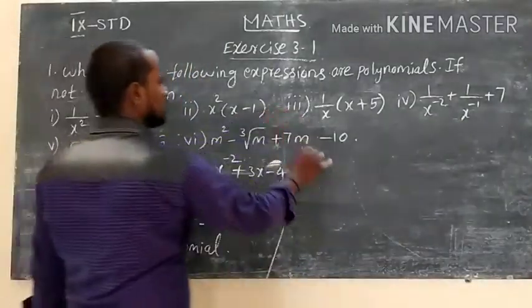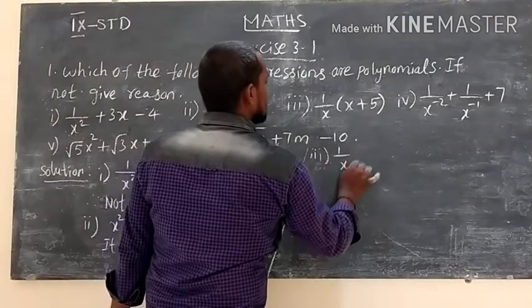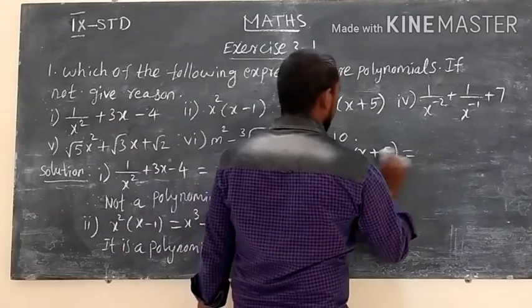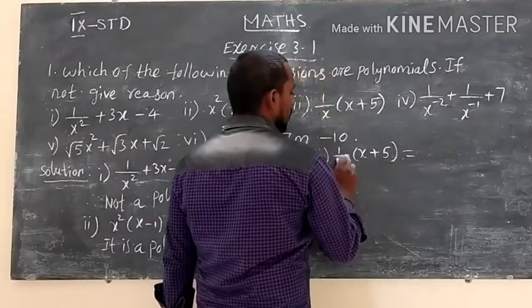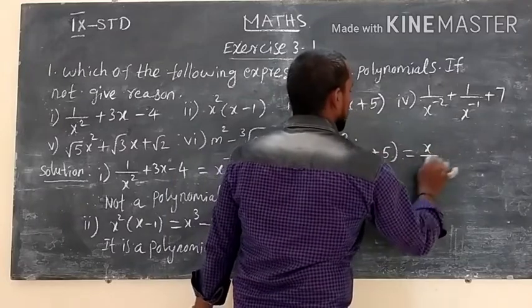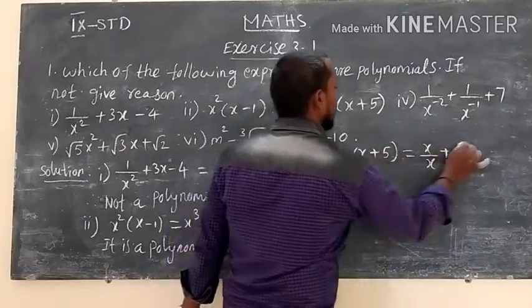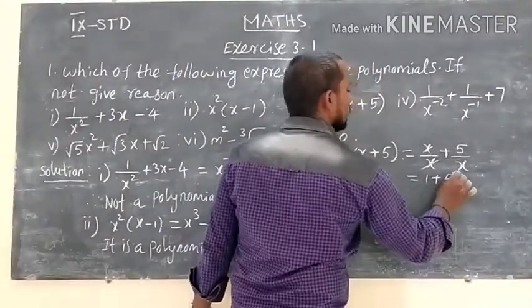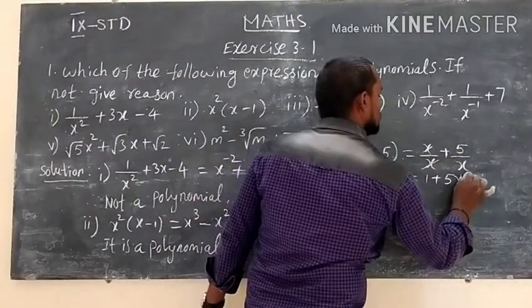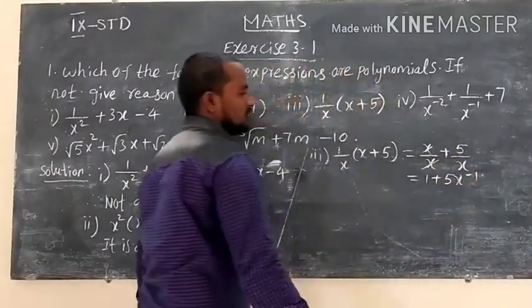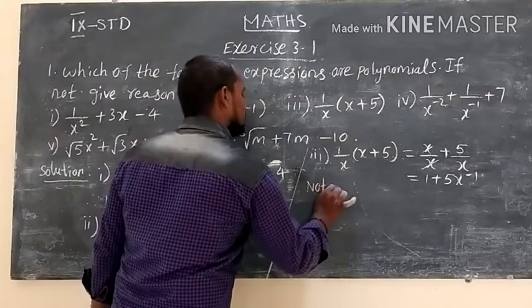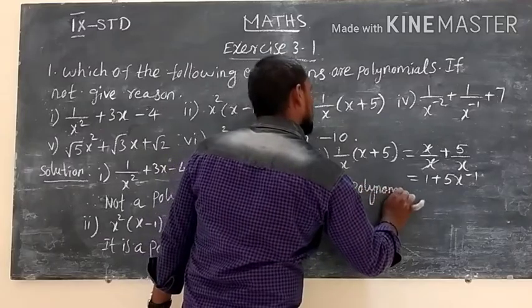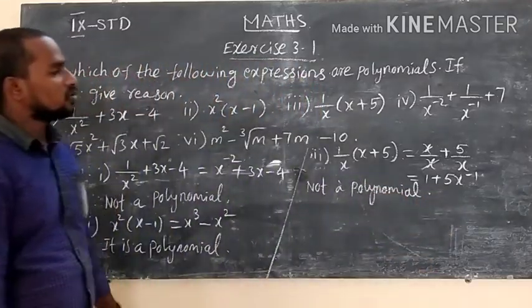Then the third question. 1 by x into x plus 1, which is equal to, multiplying inside, 1 into 1 by x into this term, 1 into x, x by x, plus 1 into 5, 5 divided by x. So x are cancelled, so 1 plus 5, this x transfer to the numerator, we get x power minus 1. So we get negative exponents. So it is not a polynomial. Have you understood the reason?